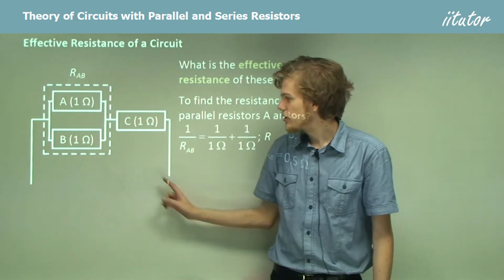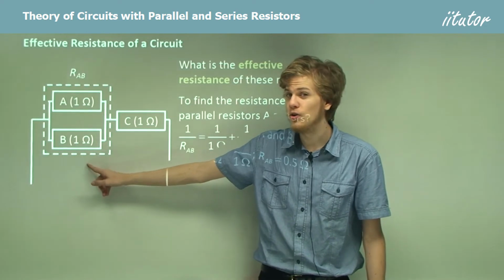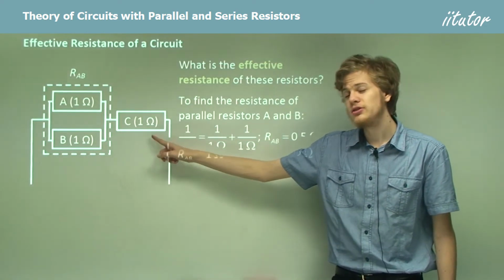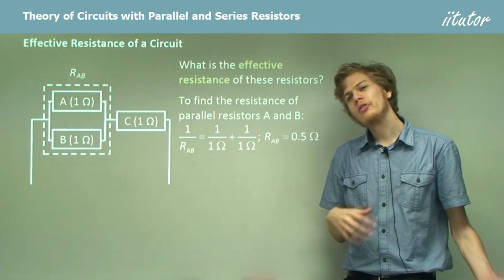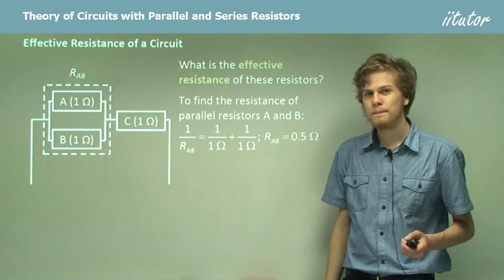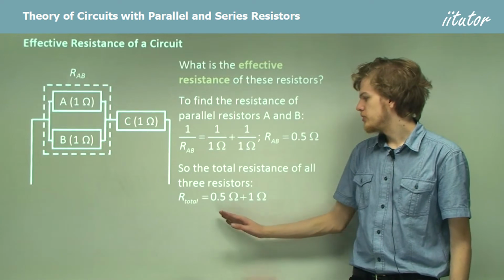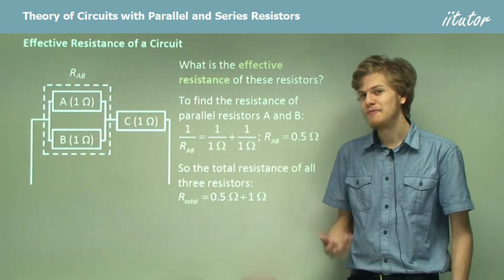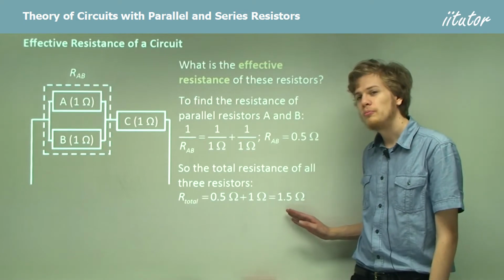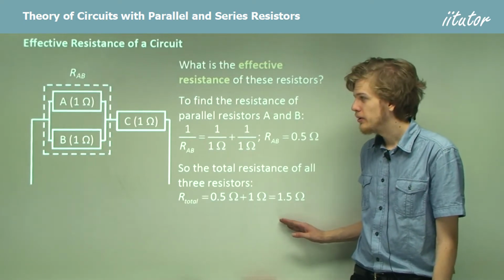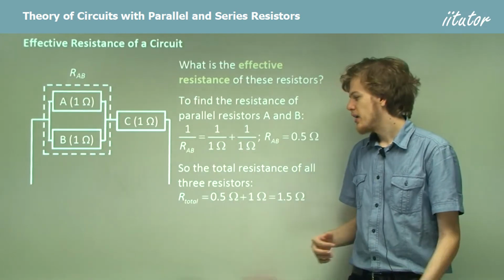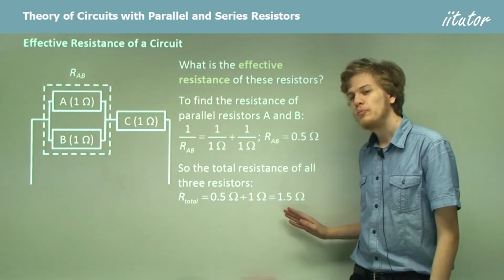So if we have a resistor with resistance 0.5 ohms, and it's in series with resistor C, 1 ohm, what will the total resistance of the circuit be? Well, it'll just be 0.5 plus 1 ohm, right? Because series circuits are easy. That gives us 1.5 ohms. So putting these three resistors together like this gives a resistance of 1.5 ohms.